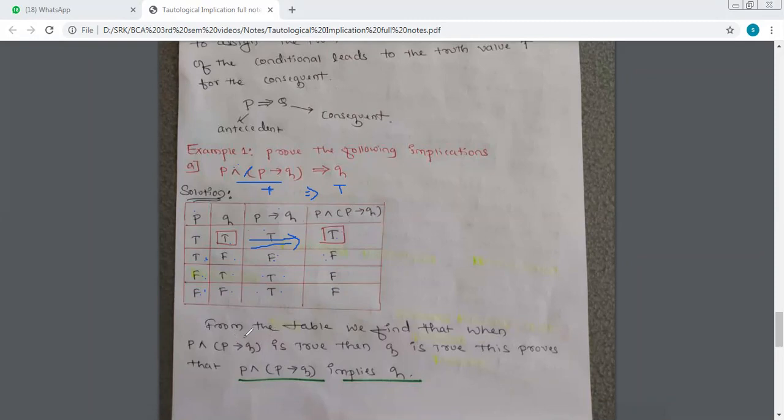You can write below: from the above table we find that when P conjunction P conditional Q is true, Q is also true. This proves that P conjunction P conditional Q logically implies Q. We can say this by using this row.